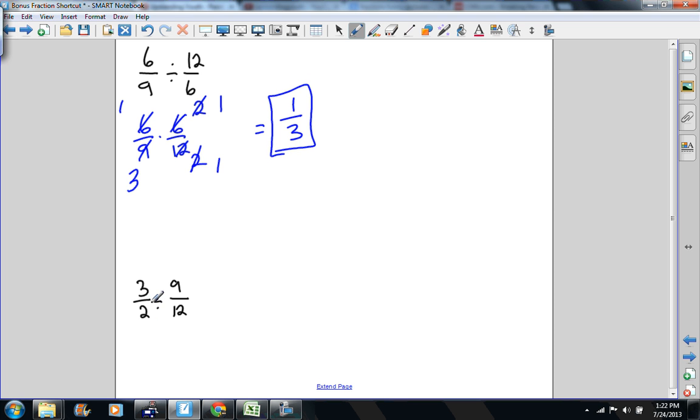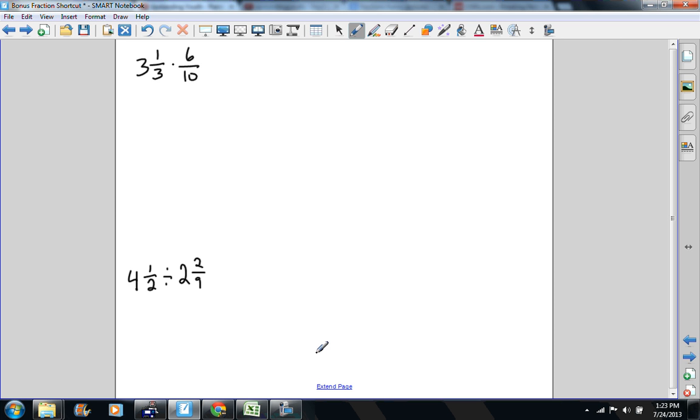Okay, on the bottom, same idea, got to flip. So that can be divided by 2. This can be divided by 3. And now we end up with 6 over 3 is equal to 2, which seems to be the magic number here. That's it.